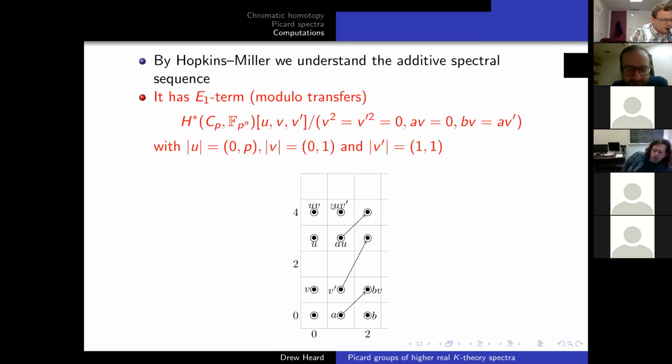Okay, again, the question is, can we import the differentials from this additive spectral sequence into the multiplicative one? Because we know the E1 term is going to be the same, we just delete this row down here, but what about the differentials?